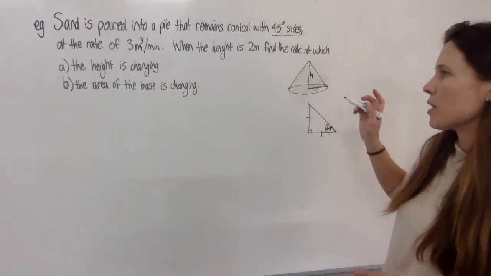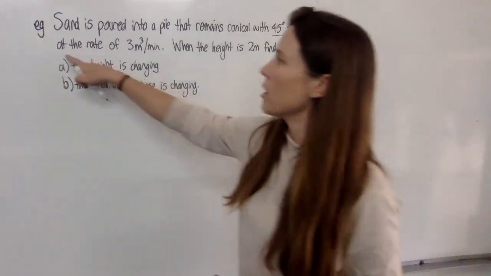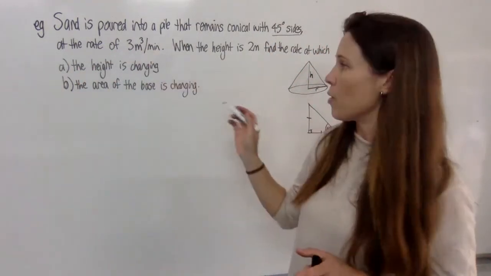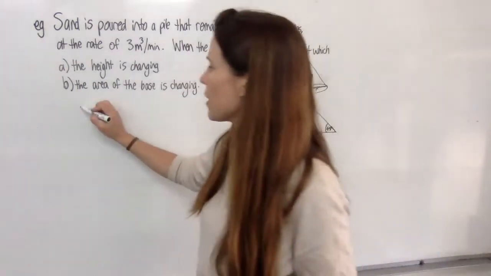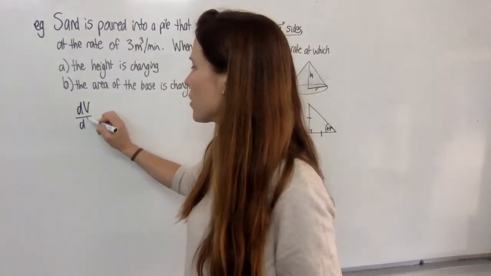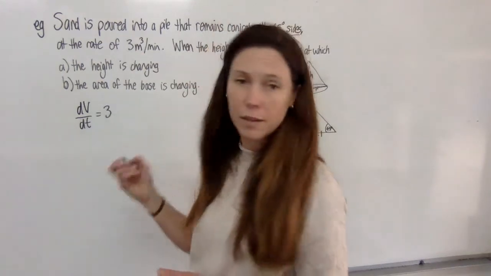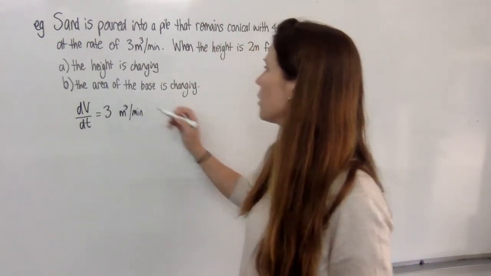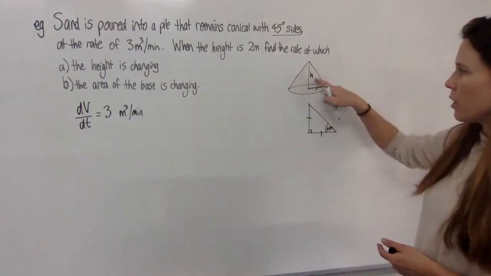So, first thing I would do here, well, let's finish reading the question. It's pouring in this sand at the rate of 3 cubic metres per minute. Now, let's write down what that means. We've got a change in volume over time of 3. And you can put the units on that as well if you want to. So that's something we know. What else do we know?